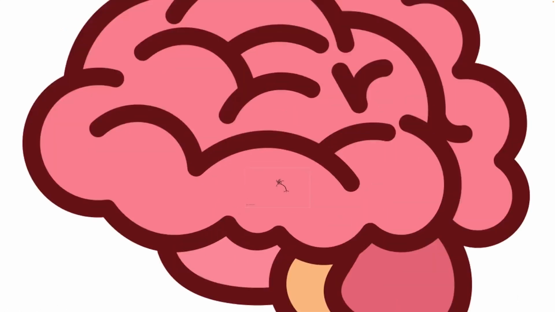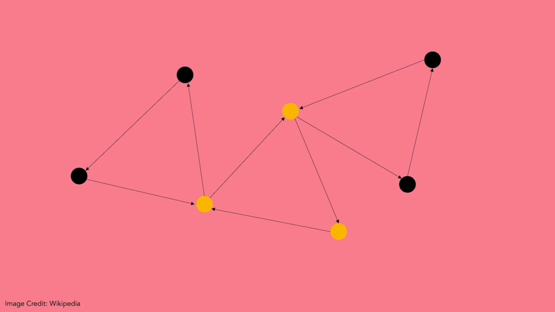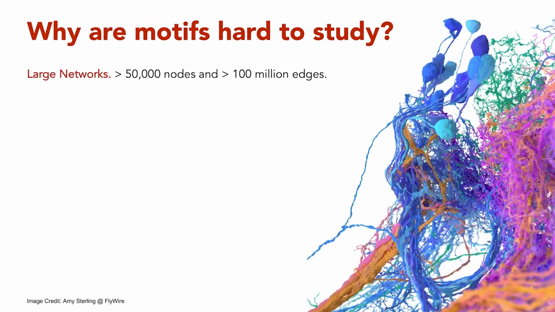But what do we actually mean by neuronal connectivity motifs? Brain networks can be interpreted as directed graphs, where nodes are neurons and edges are connections between neurons, so-called synapses. Motifs are small repeating subgraphs that can be seen as building blocks of computation in the brain. For example, new research shows that the specific motifs in the fly brain mediate responses to temperature. But finding and analyzing these motifs is inherently complex.